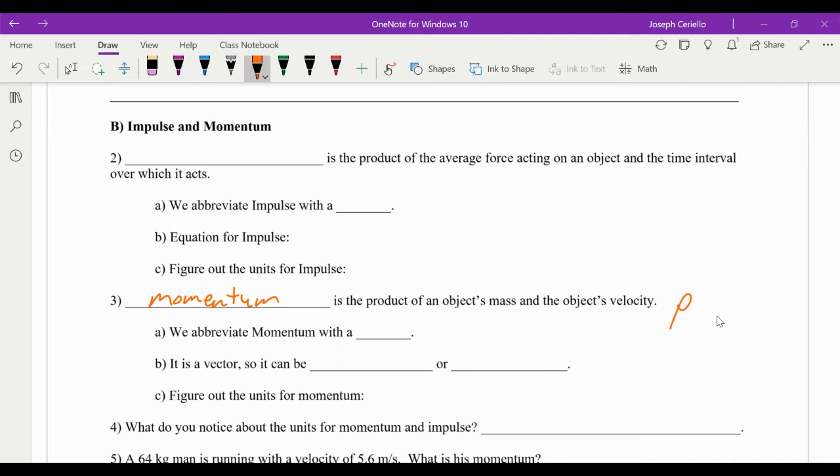Okay, so momentum, which we abbreviate with a lowercase p, is equal to mass times velocity. It is a vector, so it can be either positive or negative. And let's note the units for momentum. Well, we have mass, which is kilograms, and we have velocity, which is meters per second. Kilograms times meters per second.